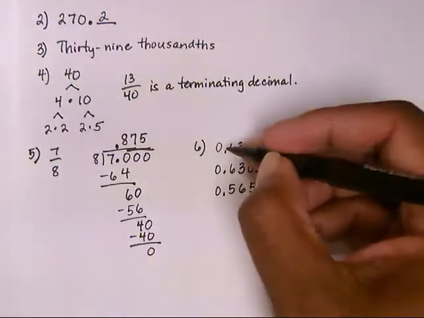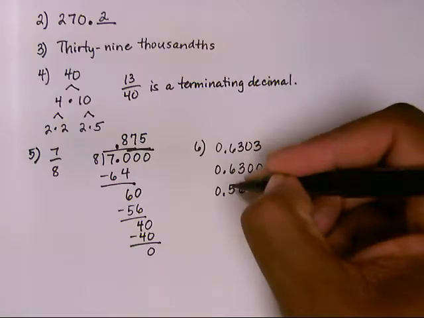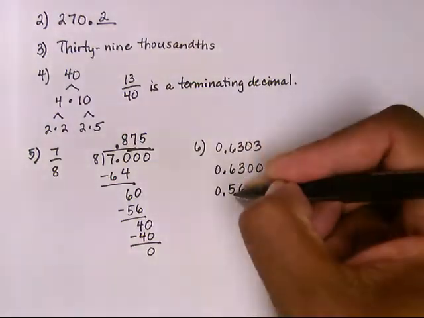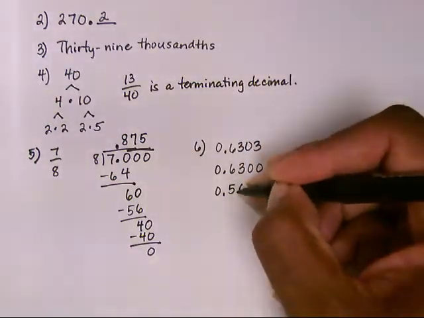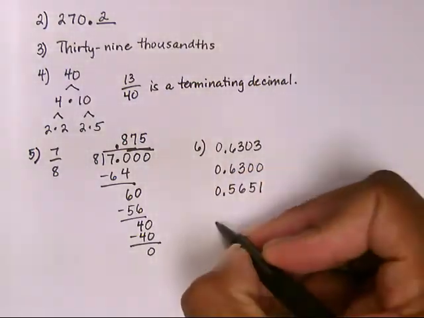And then I compare each place value. The zeros are the same here. Now the tenths place, notice the smallest number will be the one with the 5. And that will be this number right here, 0.5651. That will be the smallest.